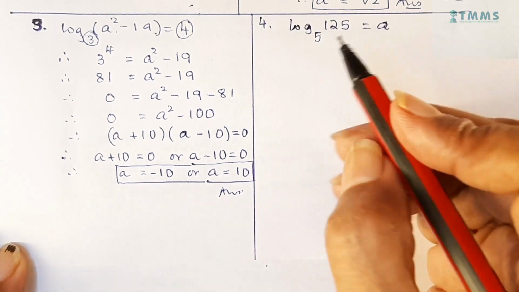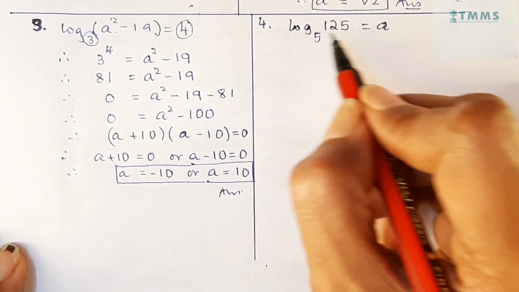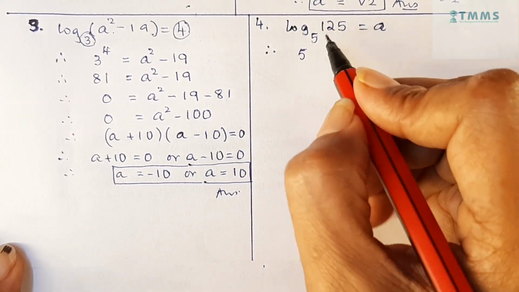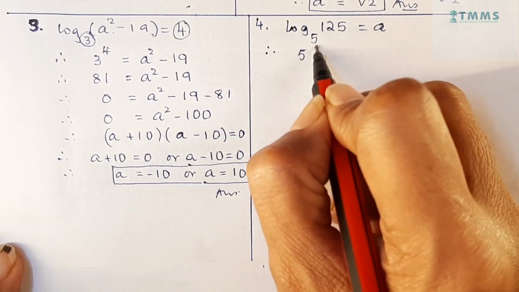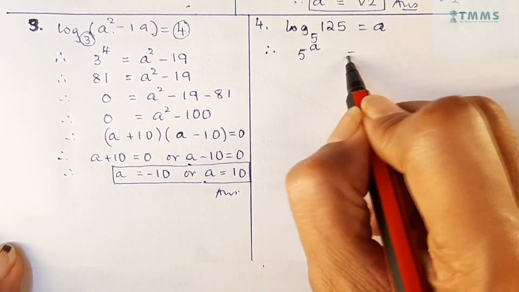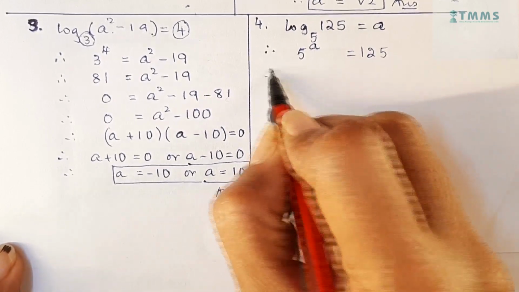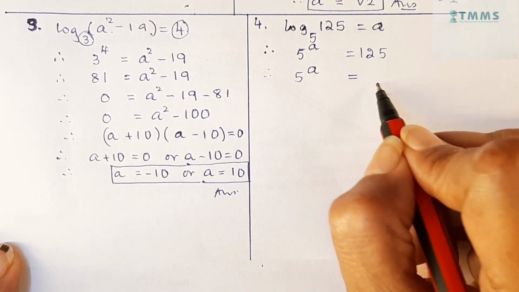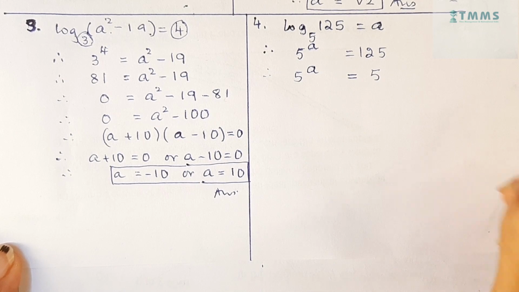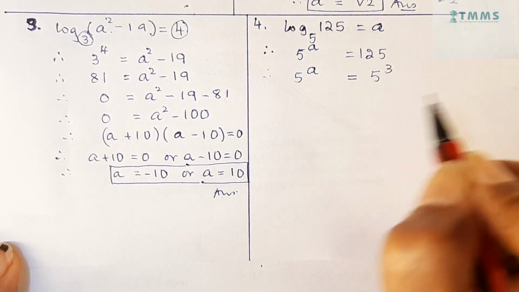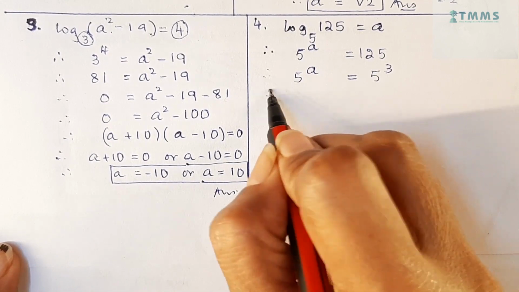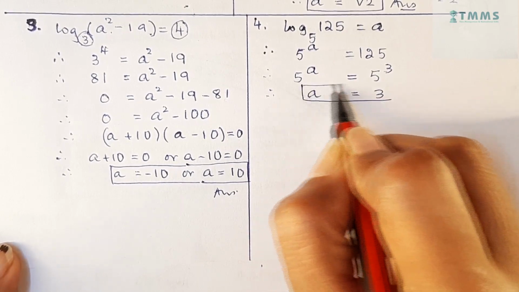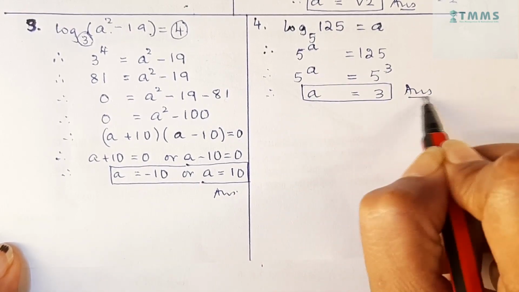Okay, let's look at the fourth. Log 125 to the base 5 is equal to a. Now let's make it faster. We write it into exponential form. So 5 raised to a is equal to 125. Therefore 5 raised to a is equal to, is this also a power of 5? Yes, because 5 into 5 into 5 gives us 125. So this is 5 cube. Now can you see both the bases are same? And therefore the exponents also will be the same by equating the exponents, and that is our answer 4.